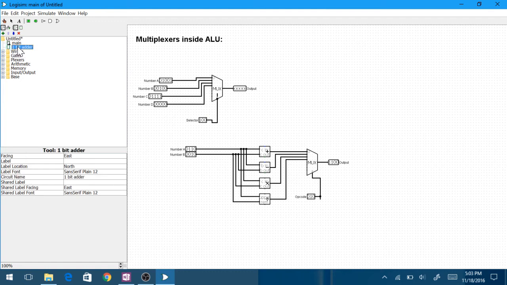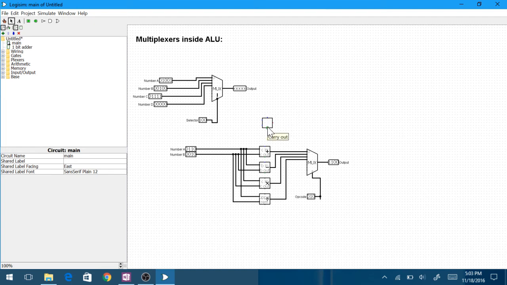If we look at our main circuit here, we can click our 1-bit adder and just drag, and it brings us a chip that we can use. Look at how similar it is to our built-in adder chip. We've got our input A, our input B, our carry in at the top, our carry out at the bottom, and then our output answer. It's our 1-bit adder chip. We're doing well so far.